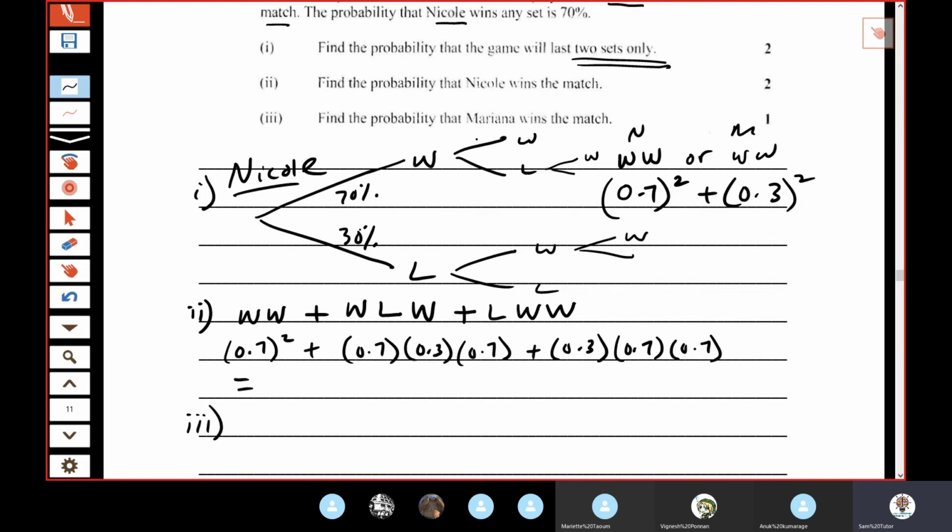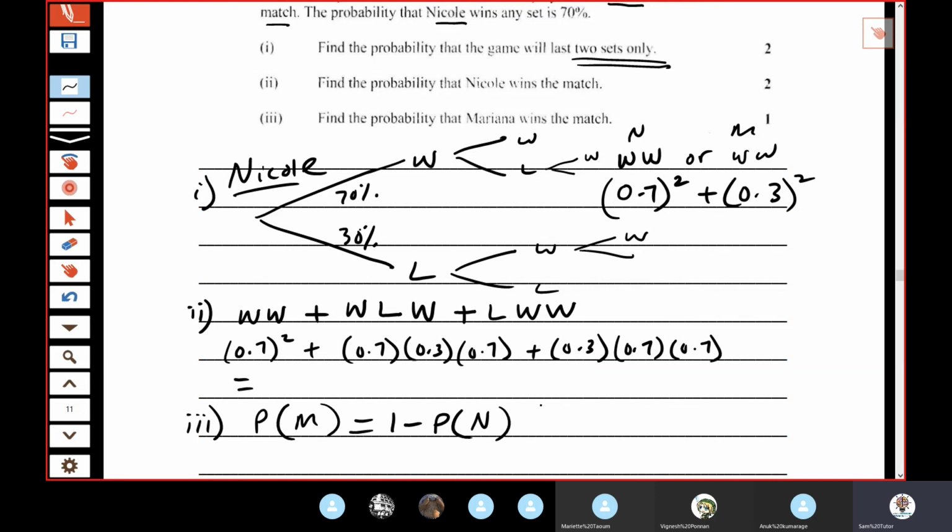And then, of course, find the probability that Mariana wins the match. How would you work that out in pretty much one line? The probability that Mariana wins the match. Same thing, but switch the 0.7. You could. Good job. Yes. You see it logically. Fantastic. But give me an... Complementary. Yes. Beautiful. Why wouldn't you just go 1 minus the probability of Nicole winning the match?